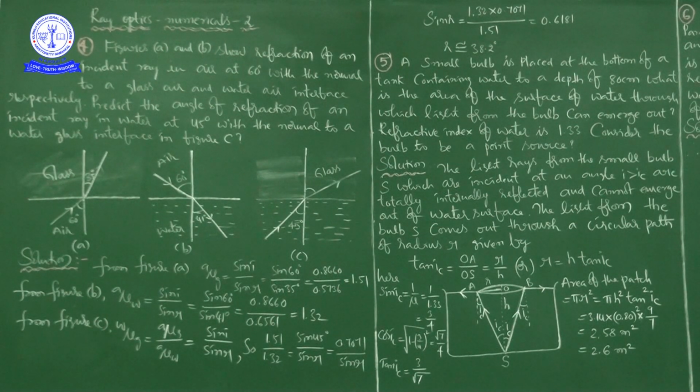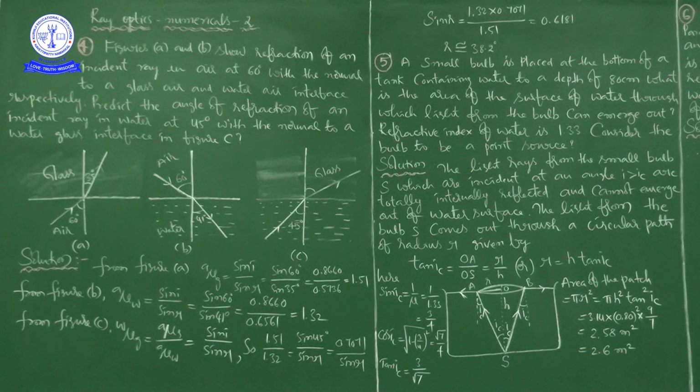So it is a mathematical thing. The concept, how we write this relation, is the physics concept. Afterwards we just substitute the values, 60 degrees in place of I and 35 degrees in place of R. So sin 60 degrees by sin 35 degrees is 0.8660 divided by 0.5736, which is equal to 1.51.